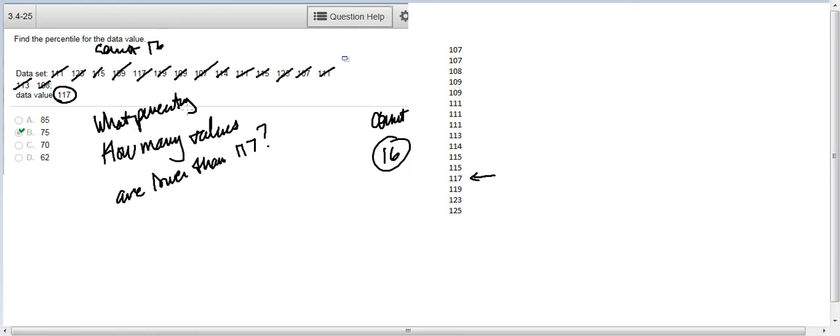We're going to count how many are lower than 117, and then we'll divide it by how many there are. So we have 1, 2, 3, 4, 5, 6, 7, 8, 9, 10, 11, 12. There are 12 values less than 117, and there are 16 values. We take that and multiply by 100 to make it a percent. So 12 divided by 16 times 100 is 75%. So it's the 75th percentile.